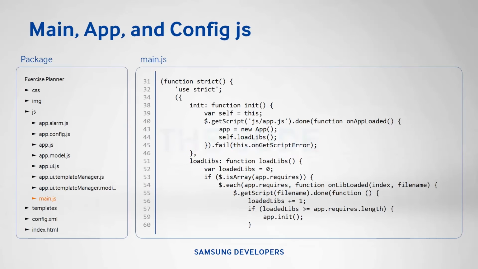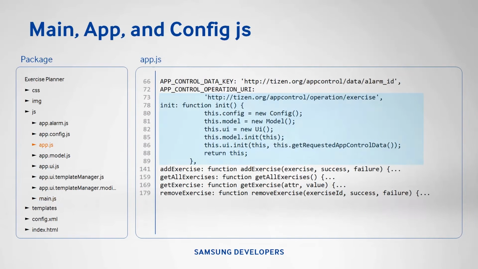The Exercise Planner has 8 JavaScript files that separate the model from the logic. Let's go through the important functions of the files. Main.js and app.js are entry points of our app. Main.js has an initializing function named init that loads app.js. It also has a function to load libraries called loadlibs, which loads all the other JavaScript files.